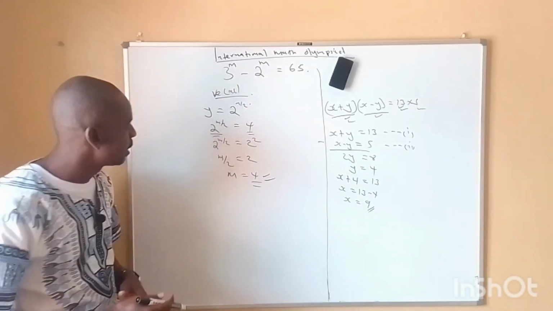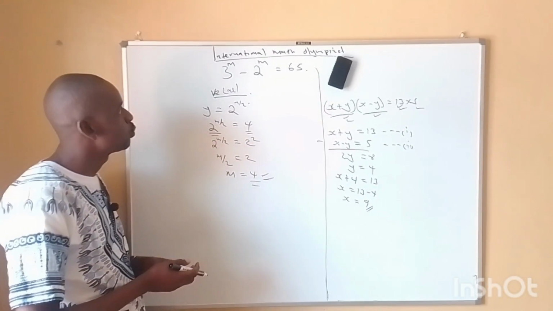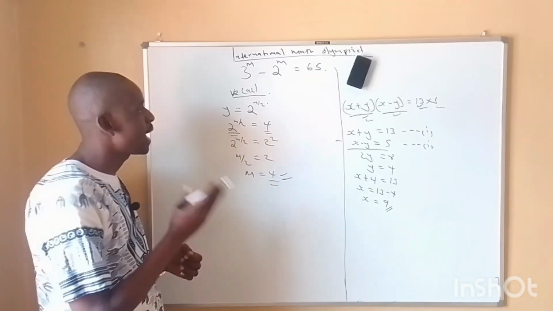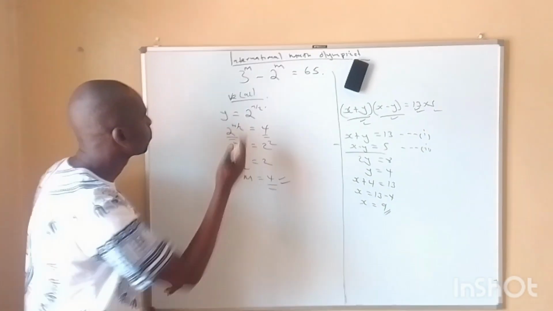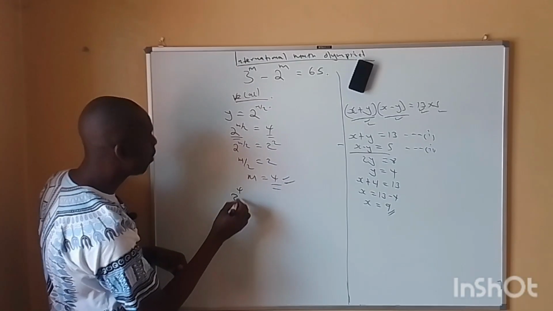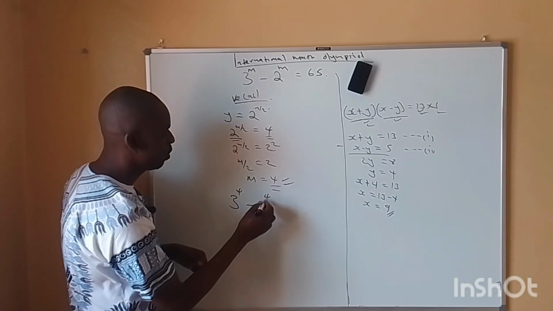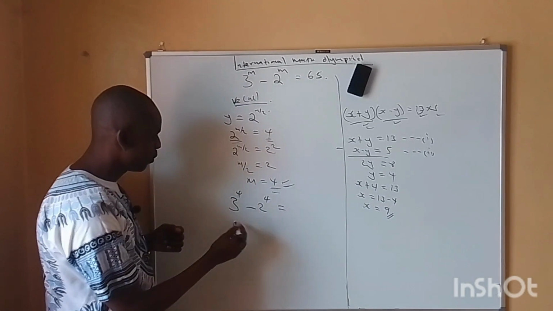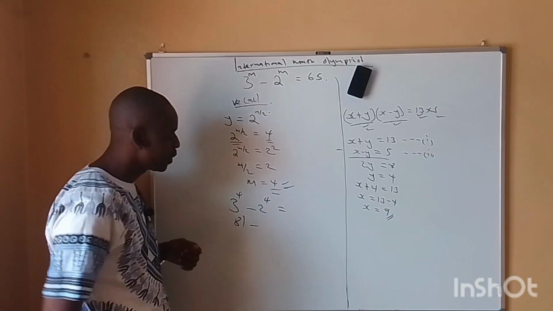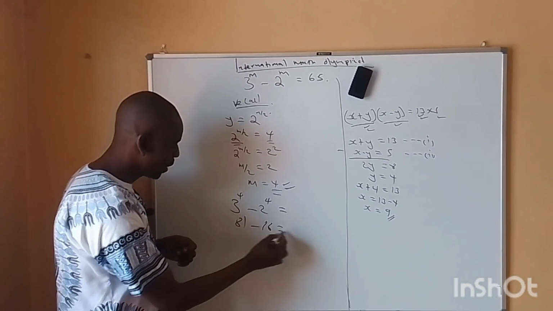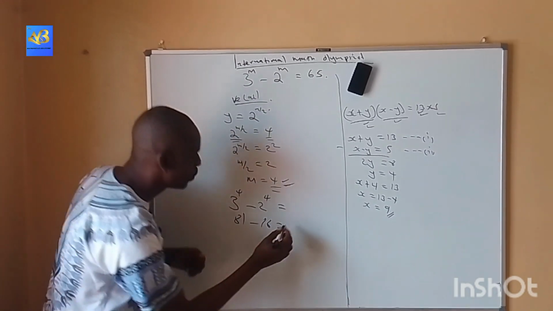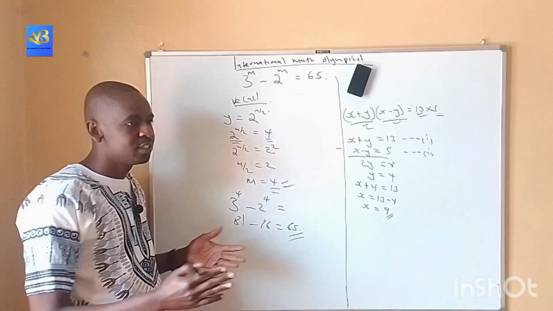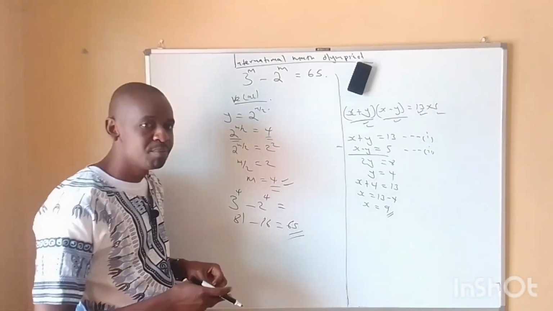Now we can just test in our initial equation to prove that the exponent is 4. That is 3 raised to 4 minus 2 raised to 4. We want to see if we can get 65. 3 raised to 4 is 81 and 2 raised to 4 is 16. So when you take 81 minus 16, you get 65. So as you can see, it is as easy as ABC.